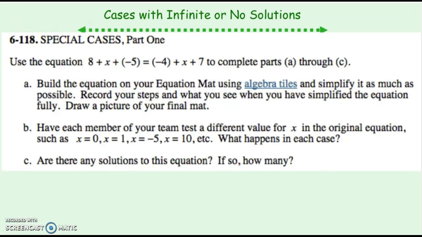Okay, our next problem is 1-18, Special Cases, Part 1. Use the equation 8 plus x plus negative 5 equals negative 4 plus x plus 7 to complete parts A through C. A says build the equation on your equation mat using algebra tiles and simplify it as much as possible. Record your steps and see what you see when you have simplified the equation fully. Draw a picture of your final mat.